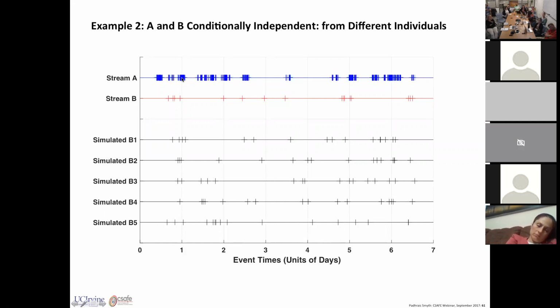The reds overlap somewhat with the blues, and this is the point I was making earlier about density: if the blue stream is very dense, it makes the problem harder. More data here kind of makes it harder rather than easier. So it's not obvious that B is from a different individual at all, just by looking at it.